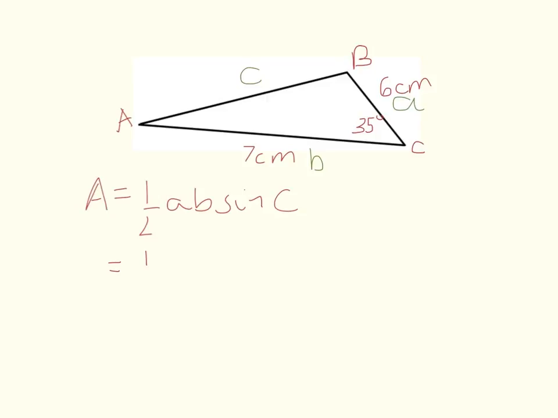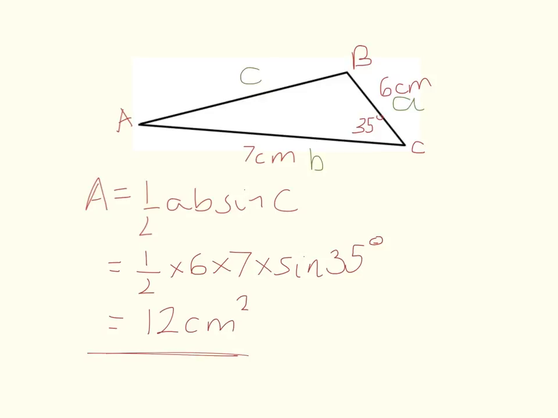So we're going to do a half times 6 times 7 times sine of 35 degrees. And if we do that on a calculator, we should find that we get an answer of 12 centimetres, and it's going to be squared because we are talking about area. So 12 centimetres squared. Okay, so the tricky part here is just identifying which sides are the opposite and so on. Apart from that, it's just a pure application of the area of a triangle formula.